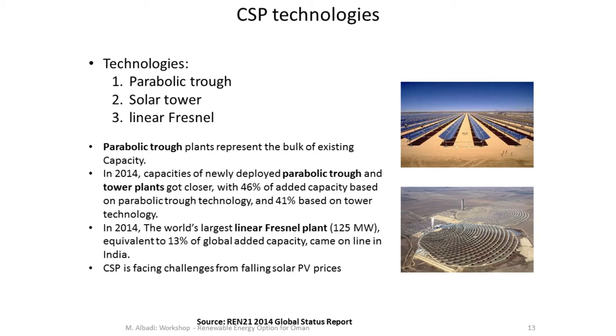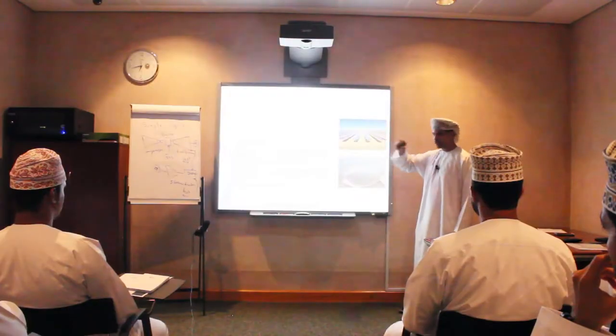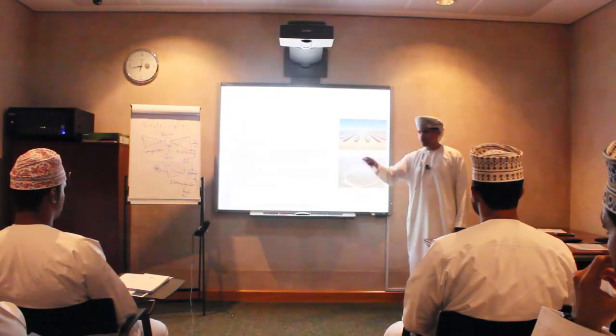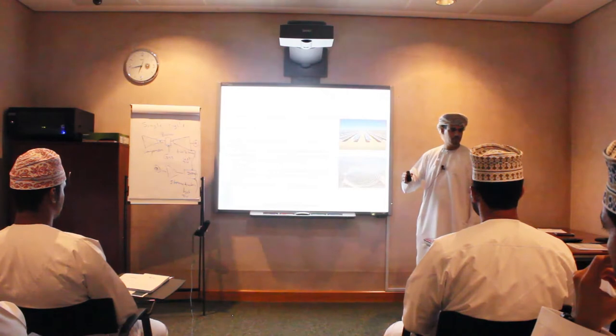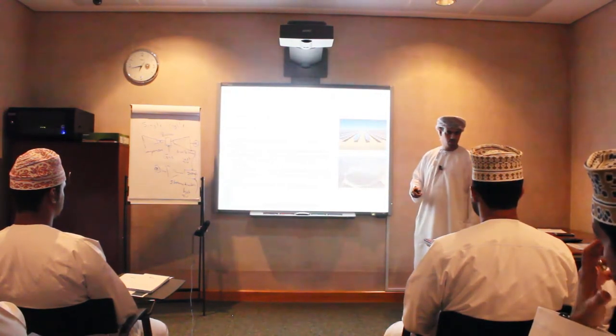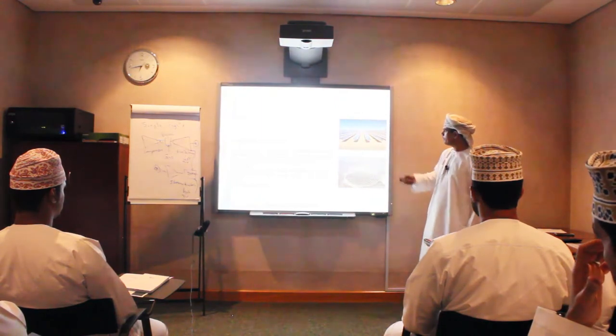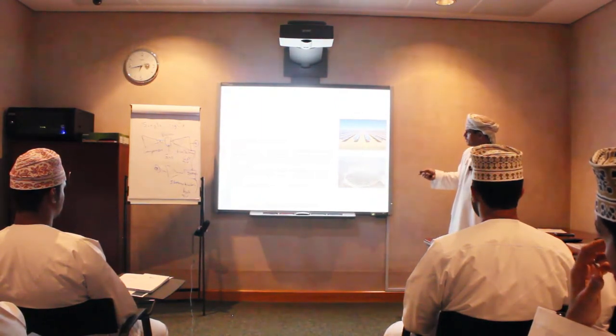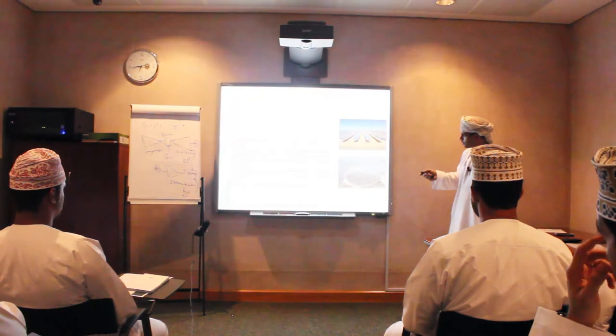Parabolic trough, as you can see, you have a curved mirror. On the top of the mirror you have these tubes. These tubes are filled with material that will be heated, and then you collect that hot material and use a heat exchanger to generate steam. So you generate steam from this heat, and then you run a steam turbine. So this is basically the parabolic trough.